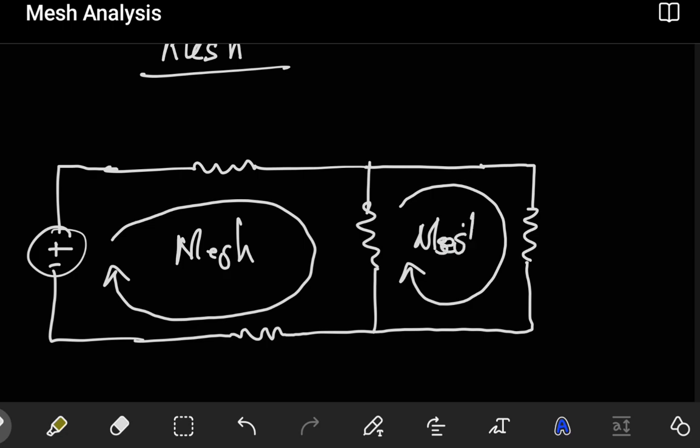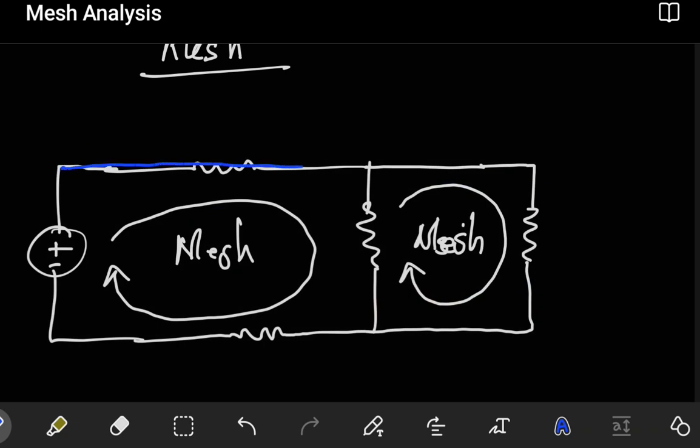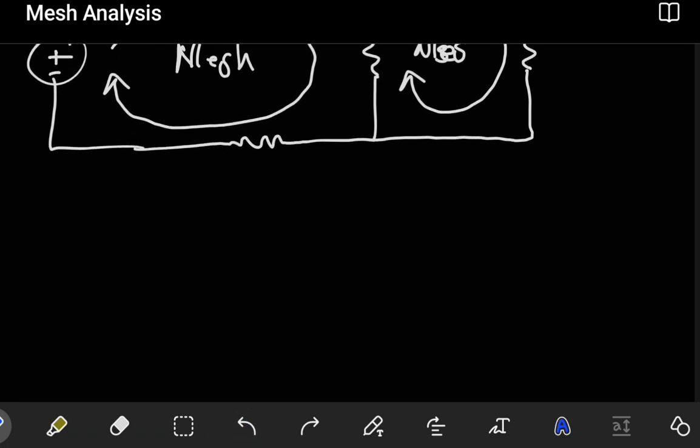Now notice that you can easily claim that you can make a loop by just starting from here, going this way all the way to the other side. You can argue that this is also another loop, but notice that the loop in blue now contains two loops inside it, this loop this side and this loop the other side. Because of that, the loop in blue does not qualify to be a mesh because it has more loops inside. For a loop to qualify as a mesh, it should not have any other loops inside.